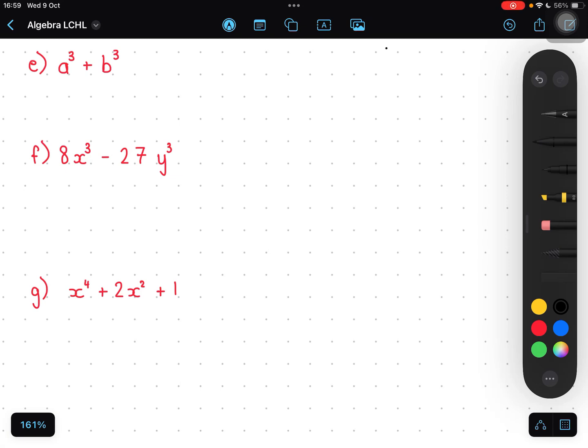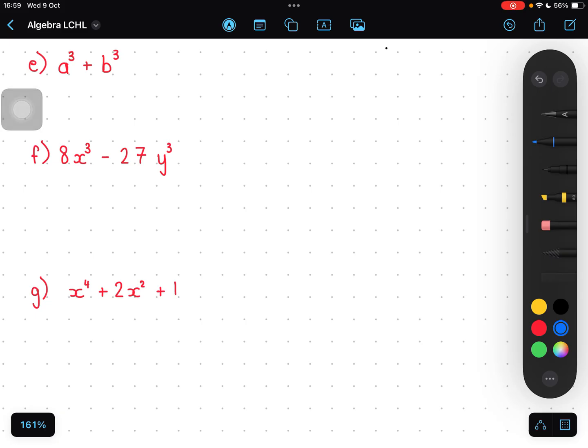Okay, so let's look at factorising when it gets a little bit more difficult. This is factorising that will come up on Leaving Cert higher level only. The first one is something that wouldn't be seen at Junior Cert higher level. It's a sum of two cubes.